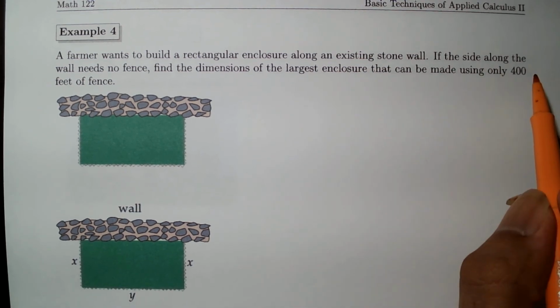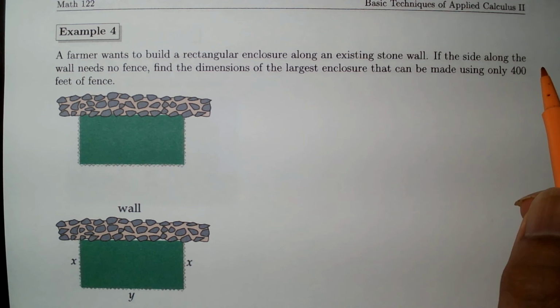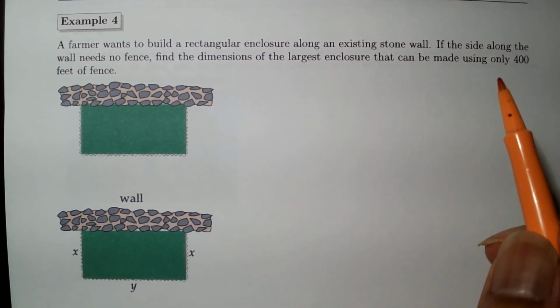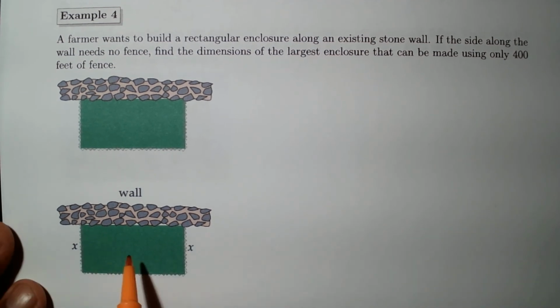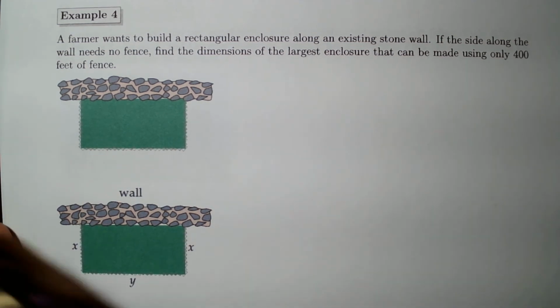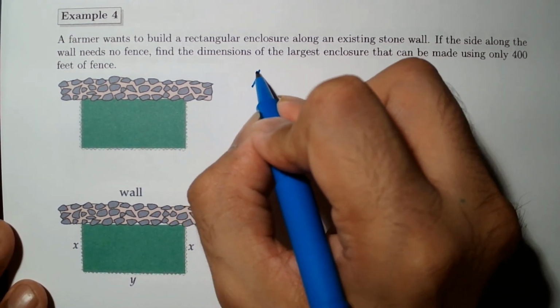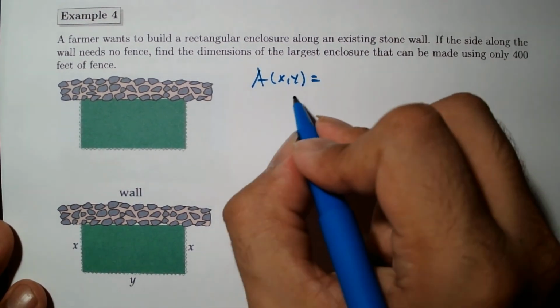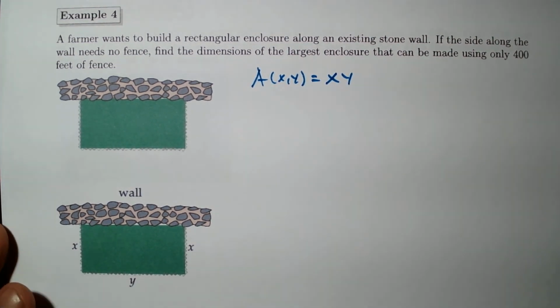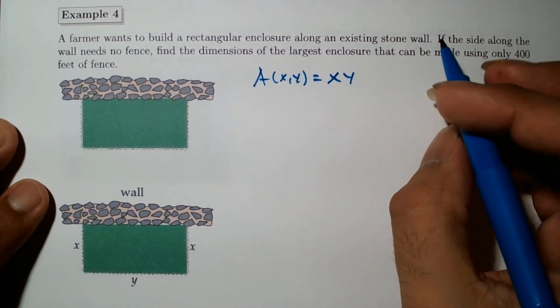In this case, we are constrained, right? So we cannot just find the max or the min for whatever x, y, like we did in the previous section. So in this case, we have a constraint. We want to obtain the maximum area here. So the objective function is A of x, y, which is x times y, that's how we find the area of a rectangle. But what about the constraint?